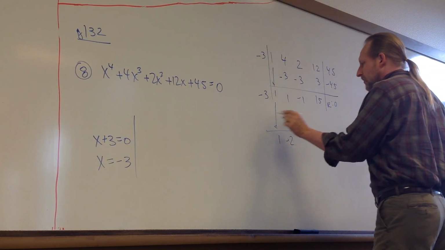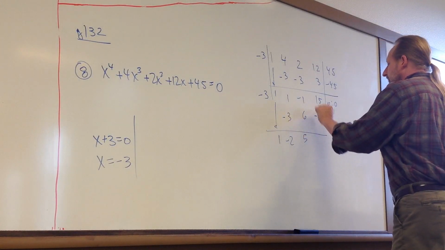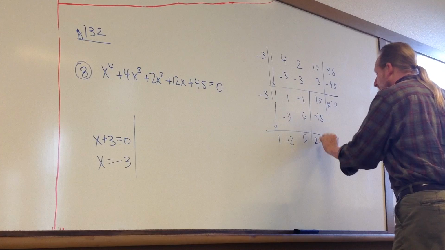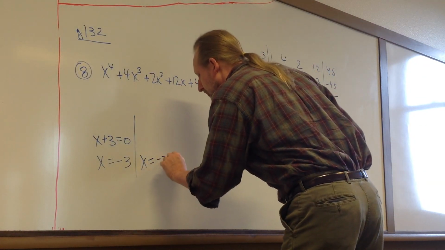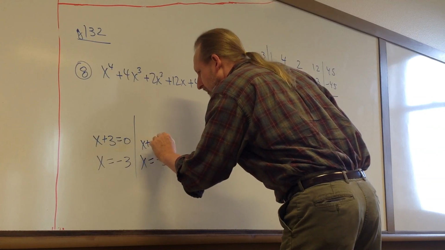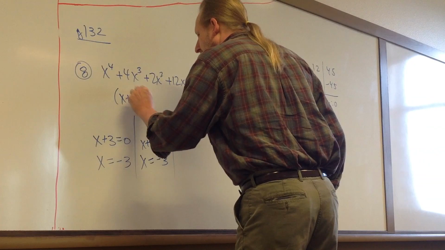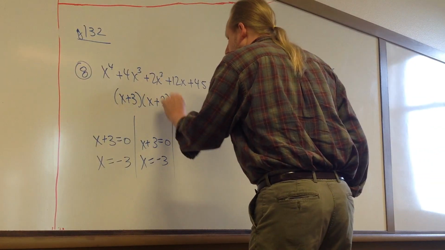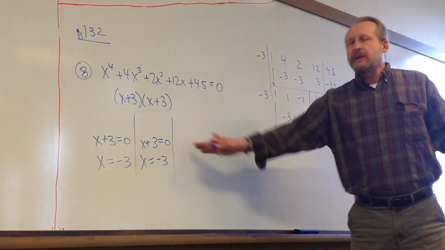-3, -2, 6, 5, -15. There's our 0 remainder. Okay, so now we know that we've got a double root at x equals -3. So that means we have 2 factors of x plus 3. Now, how do we know that it's not repeated a third time?